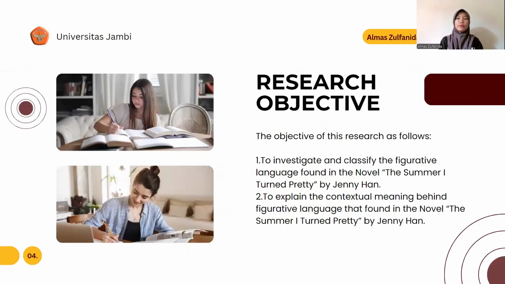And then for the research objective, the objective of this research is as follows. The first is to investigate and classify the figurative language found in the novel The Summer I Turned Pretty by Jenny Han, and then to explain the contextual meaning behind figurative language found in the novel The Summer I Turned Pretty by Jenny Han.